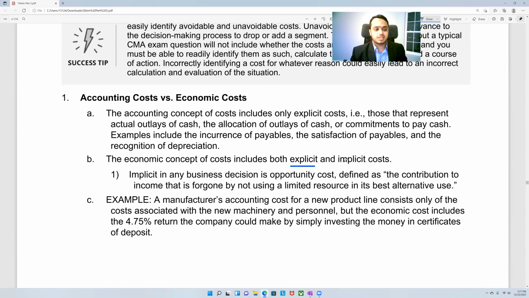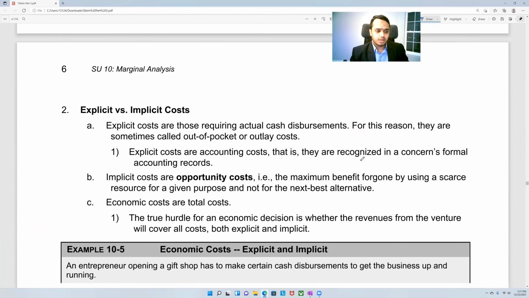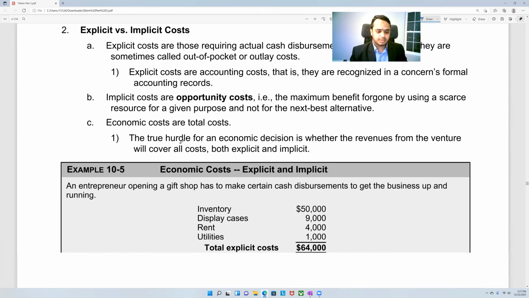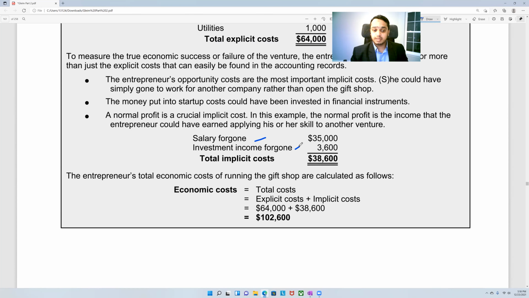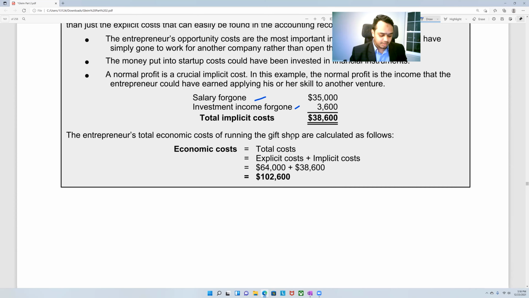And you can see explicit cost is the accounting cost, and implicit cost is nothing but your economic cost. Okay, explicit versus implicit, I've just said that to you. You can see here inventory, display cases, rent, utility, these are explicit costs, whereas salary foregone, income foregone are implicit. Suppose money is sitting in your bank, you are getting nothing, just a savings interest. But if you invested in the market, you'd get more. If you don't invest in the market and keep it in your hand only, you're foregoing an opportunity, you're losing an opportunity. You're not putting it in the market.